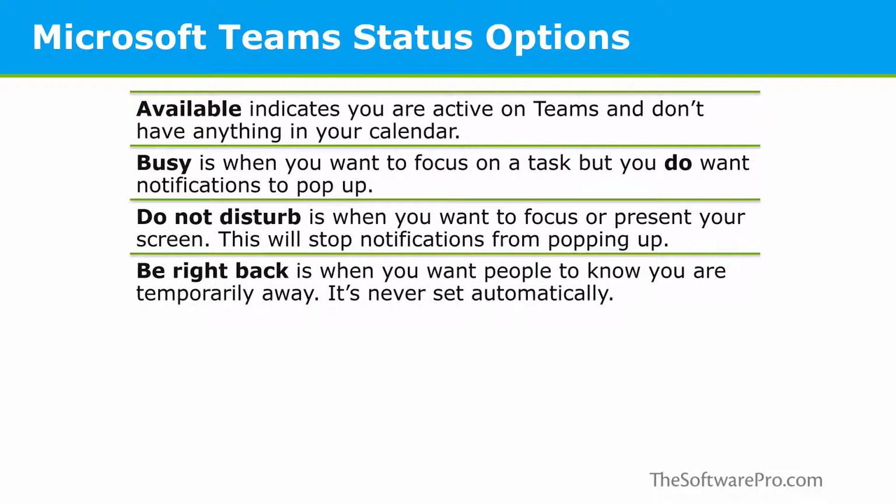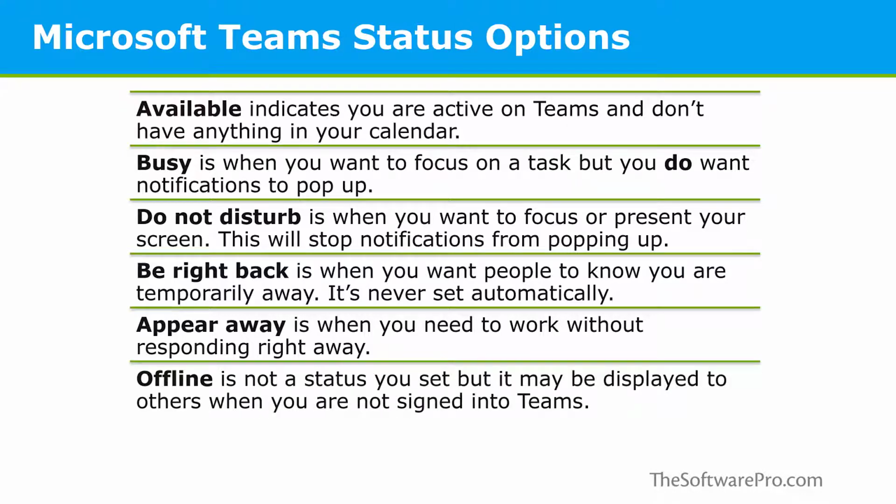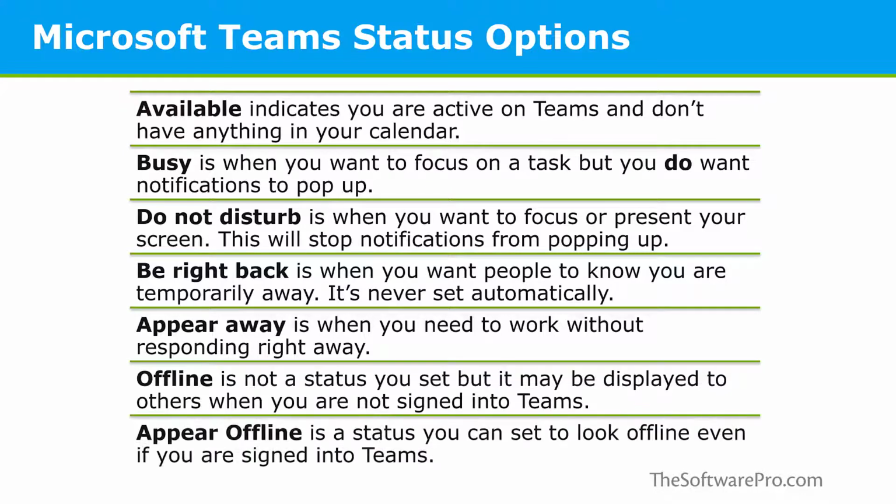And there may be times when the Be Right Back status is helpful, especially in a remote work environment. Appear Away is another option when you are not able to respond right away. Offline is a status that you personally don't set. It simply indicates that you're not logged into Teams. Appear Offline is a way for you to actually work with this status so that you can look offline even if you are signed into Teams.